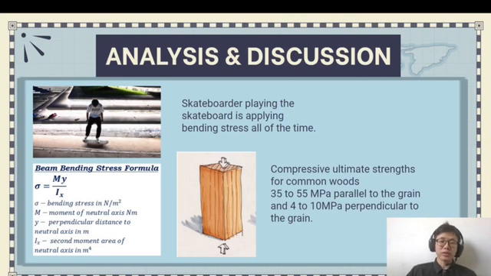The compressive ultimate strength for common woods is in the range of 35 to 55 megapascal parallel to the grain and 4 to 10 megapascal perpendicular to the grain. Hence, the maximum bending stress does not exceed the compressive ultimate stress, so the wood plank is able to hold up the stress. In a nutshell, the wood plank will not break because the maximum bending stress is just 27.45 megapascal. Therefore, the wood plank is able to withstand that stress, so it's safe for a 65 kg skateboarder playing the skateboard on the wood plank.